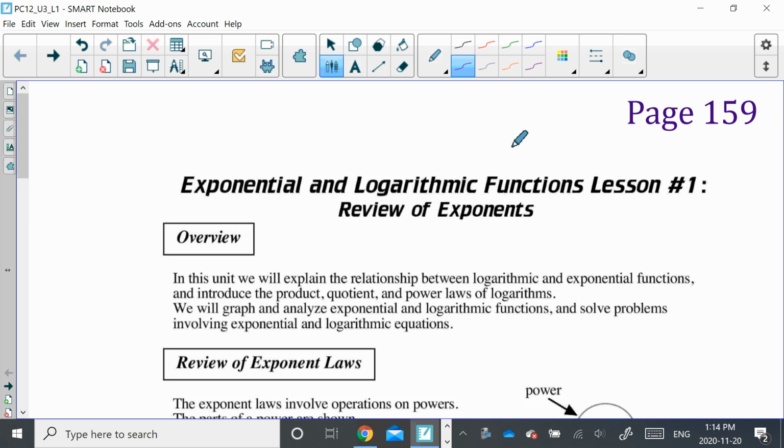Hi Math 30s. This video is going to be the first lesson in our new unit, which is called Exponential and Logarithmic Functions. And this video is going to be on lesson 1, which is on page 159.